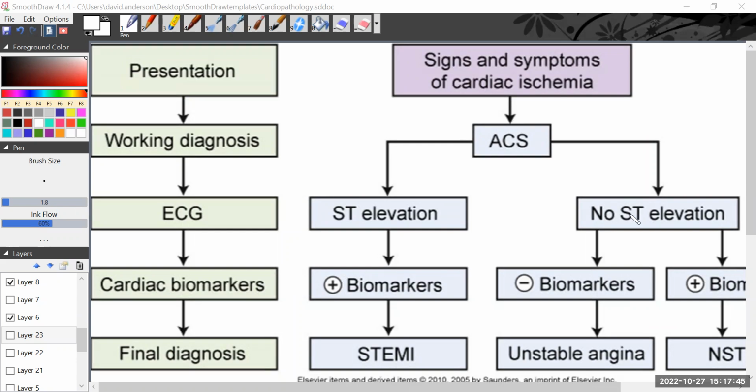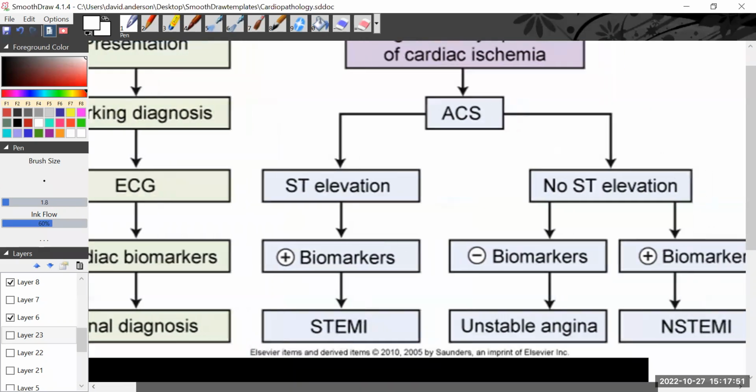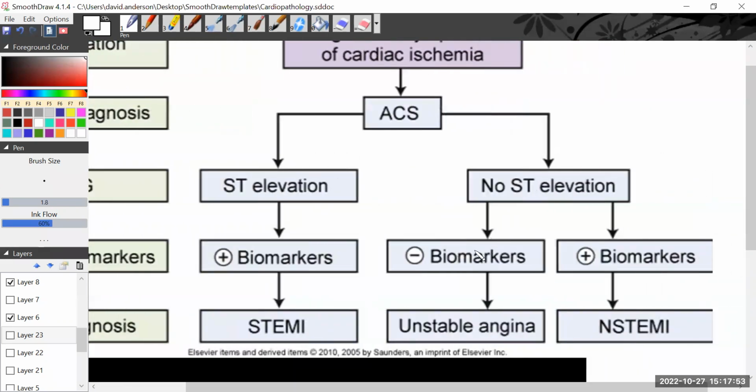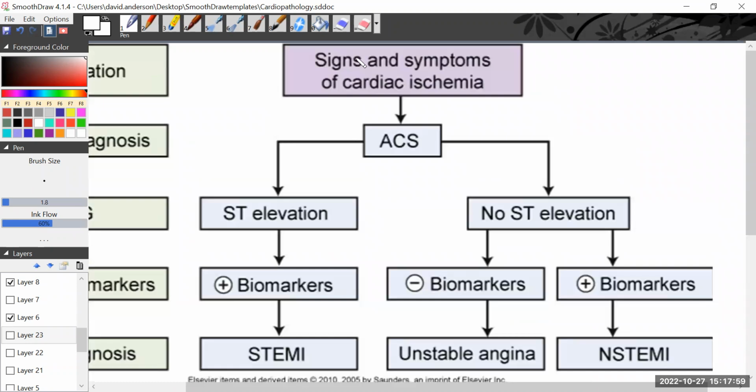If we have no changes to the ECG, then we continue on and look at biomarkers. If we have no biomarkers, then maybe what we're looking at is an unstable angina. Remember, it started with acute. Signs and symptoms of cardiac ischemia.